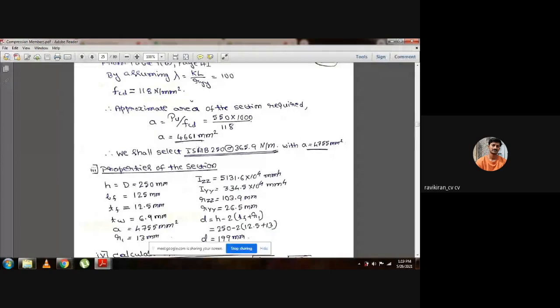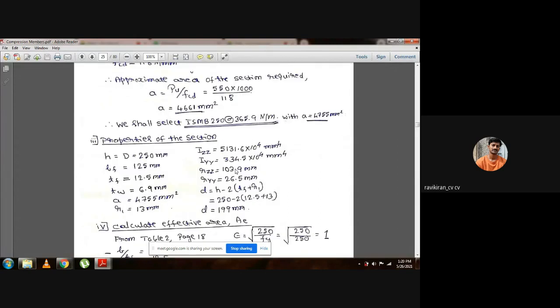Now for us, for the 4661 mm square area, we found ISMB 250 at 365.9 Newton per meter with area of 4755 mm square. This area is just greater than this value, right? So in such a way that you should select a section. This area should not have too much variation from this value, and this should not be less than this value. That is what you have area calculated. A section having less than that area you should not consider.